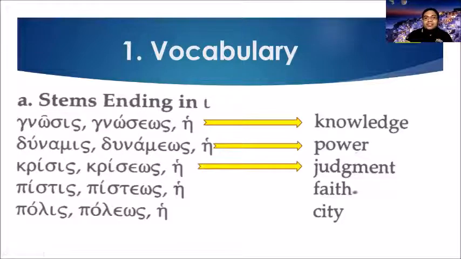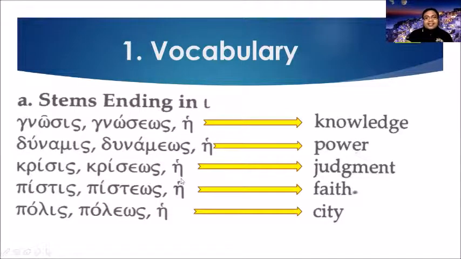It means judgment. We also have a word we learned last time, pistos, which means faithful. This time it is a noun, pistis. In the GA it is pisteos, which means faith. Next word is polis. In the GA it is poleos. It means city. As you notice, all of these nouns have a stem which ends in iota.